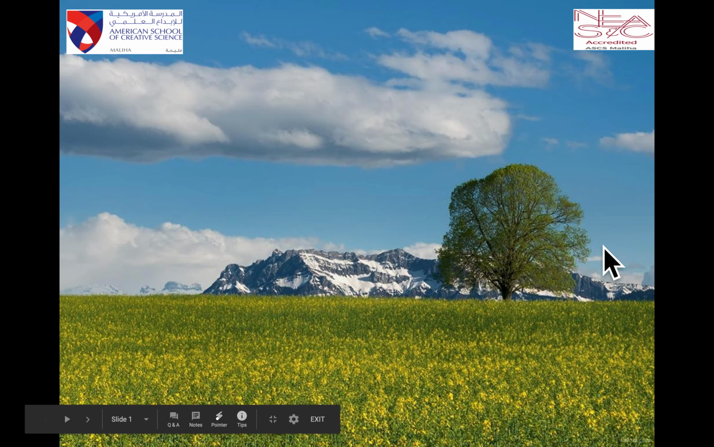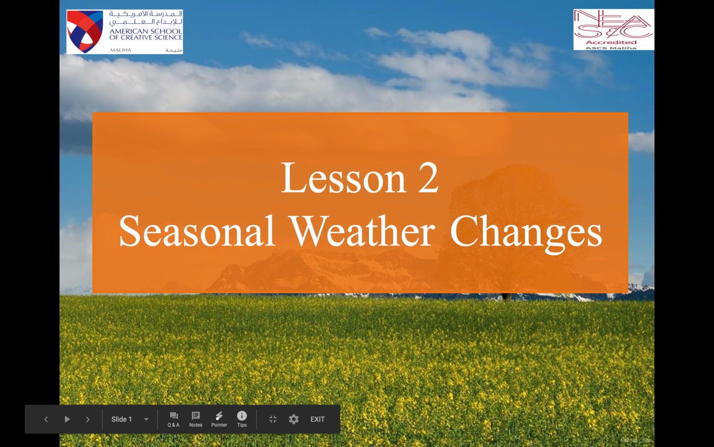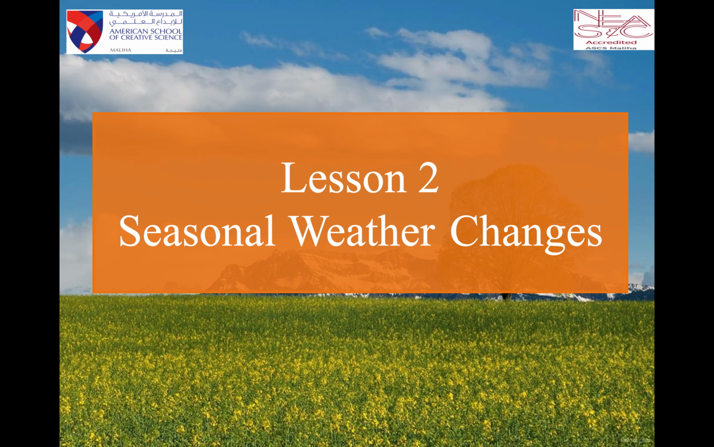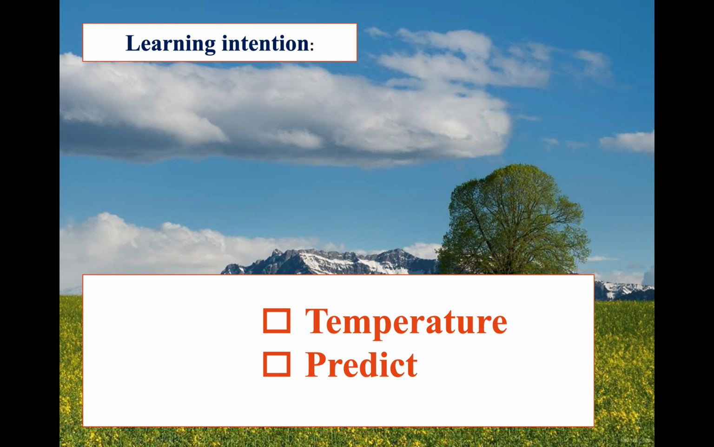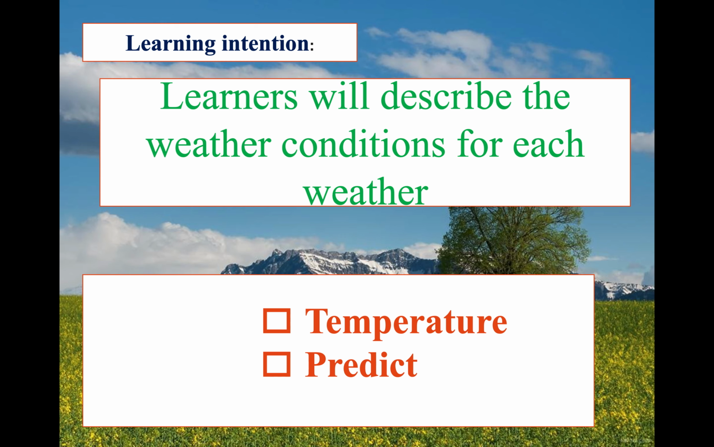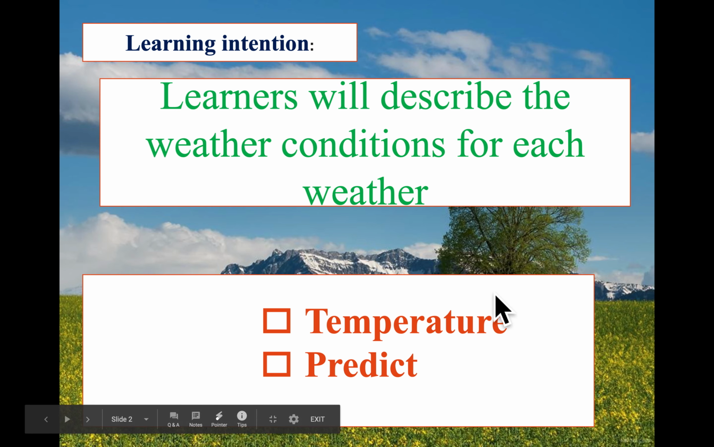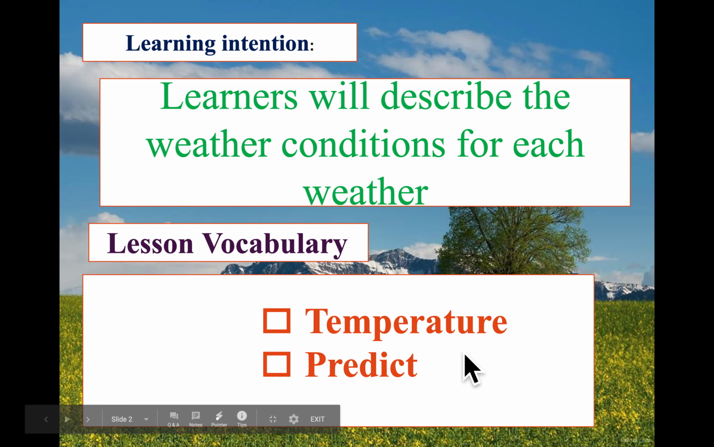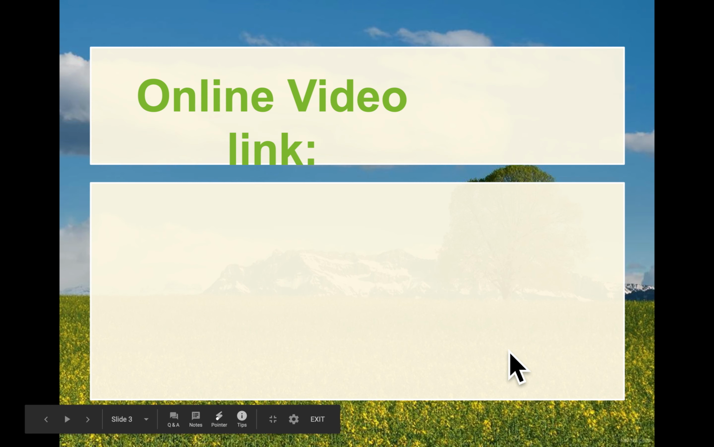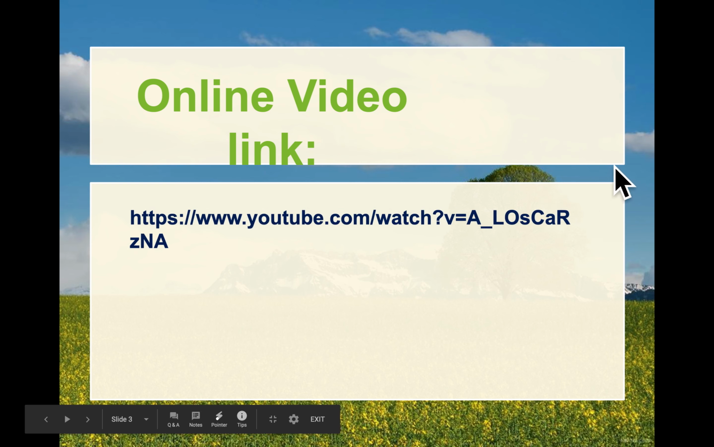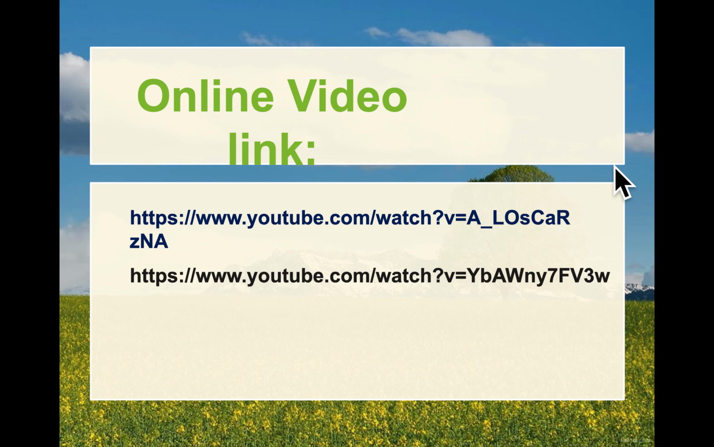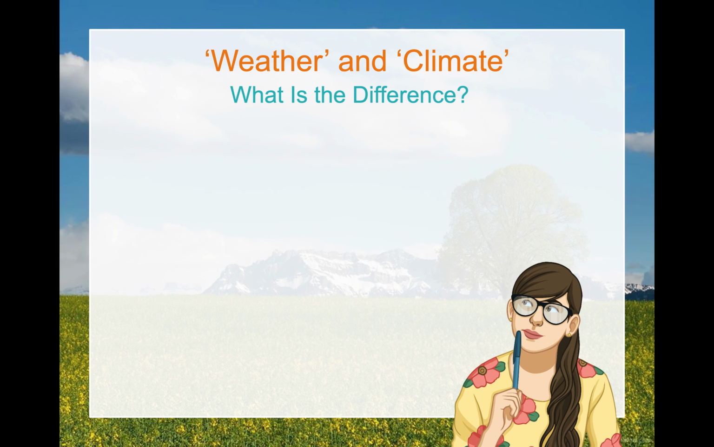We've been talking a little bit about water and weather, and our lesson today is on seasonal weather changes. Now, we have our learning intention, and at the end of the lesson, learners will describe the weather conditions for each season. Our two vocabulary words are temperature and predict. And here are your links to the online lesson tutorials. Make sure you watch these and then you can come back and continue with me.